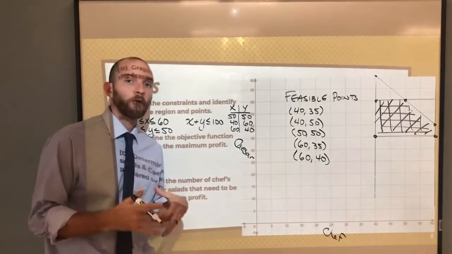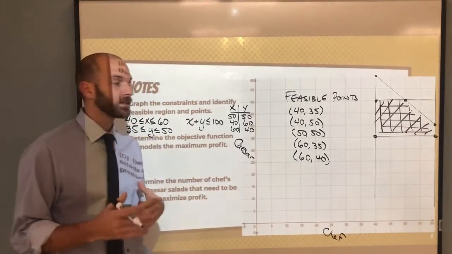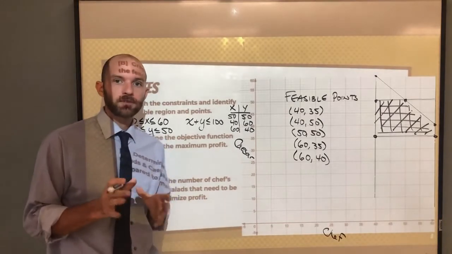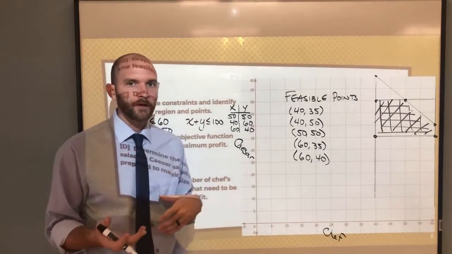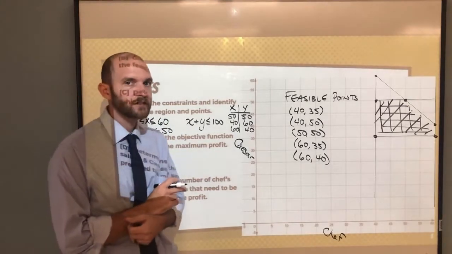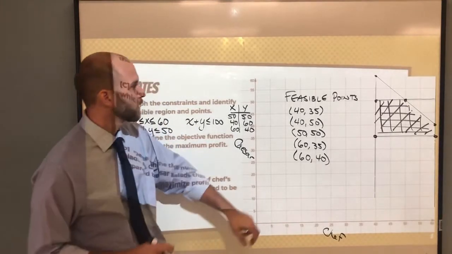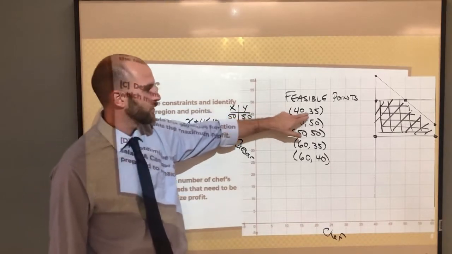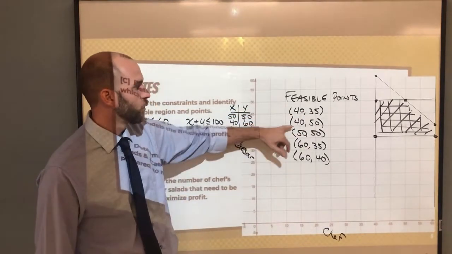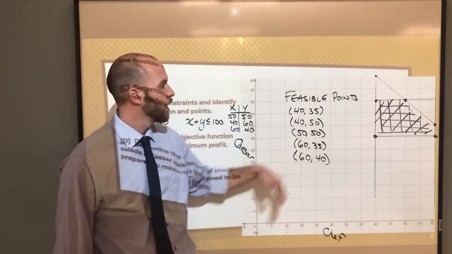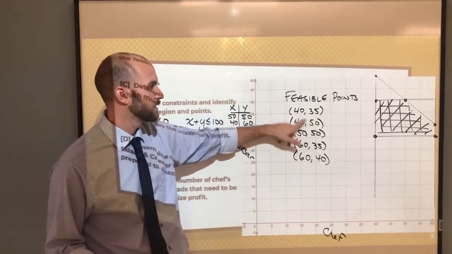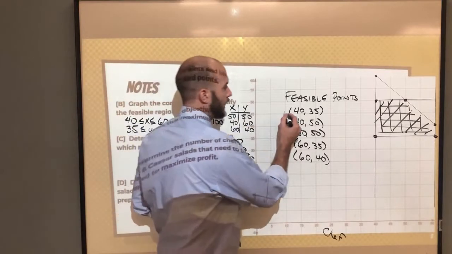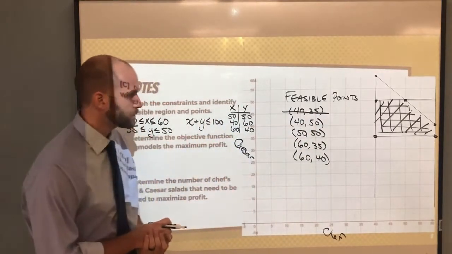Now we could test all 5 of these points, but like in the last example we looked at, there's probably some points that we could eliminate. Let's see if they have any x variables or y variables that are the same and guesstimate from there which we can eliminate. If we're selling 40 chef salads and 35 Caesar salads, or we sell 40 chef salads and 50 Caesar salads, we know that we would make more money by selling this 40-50 combination than the 40-35. So I'm going to go ahead and mark that first one out.